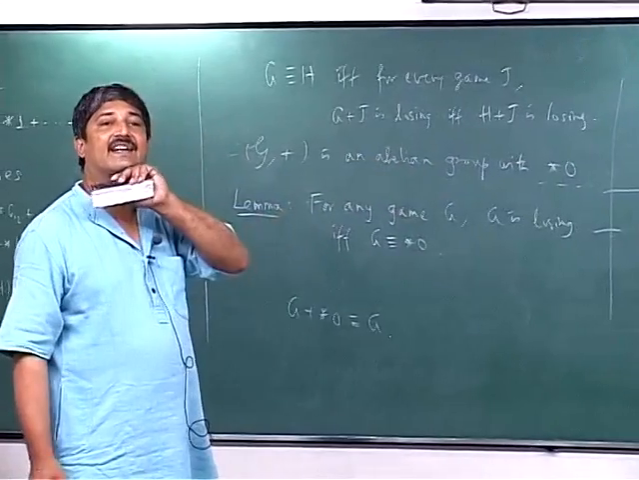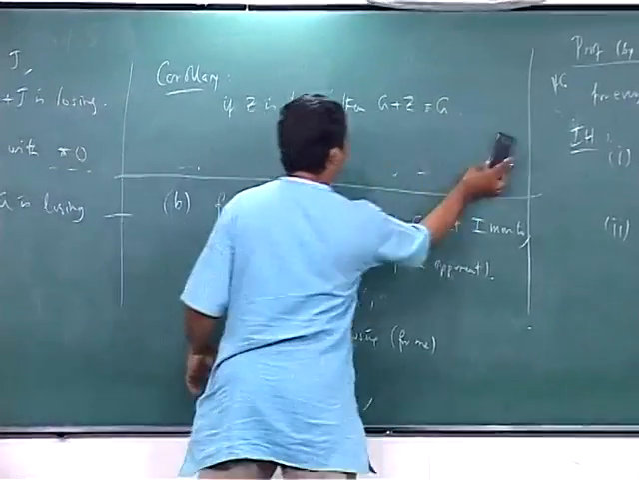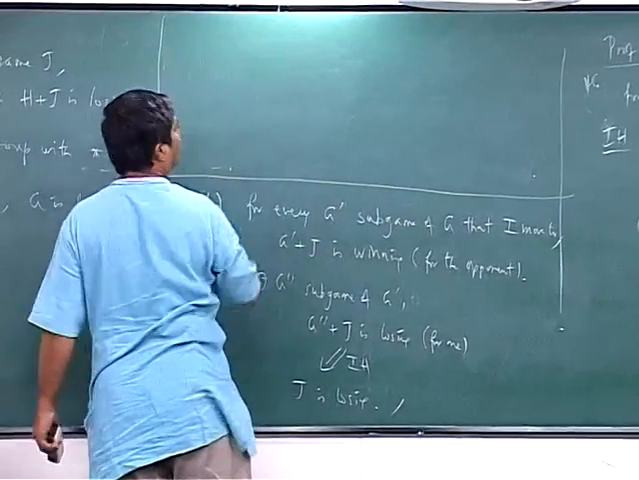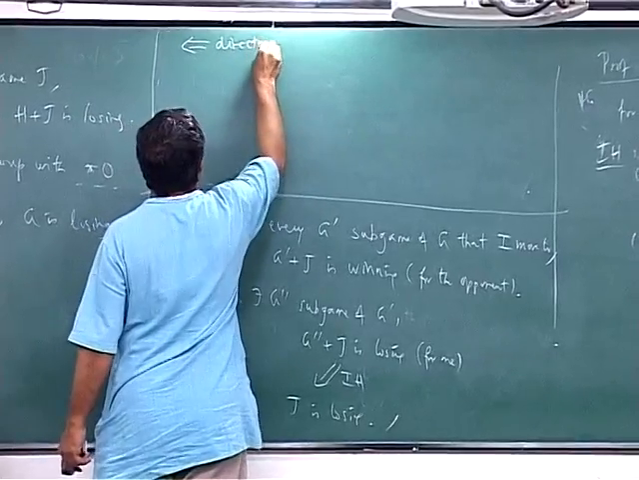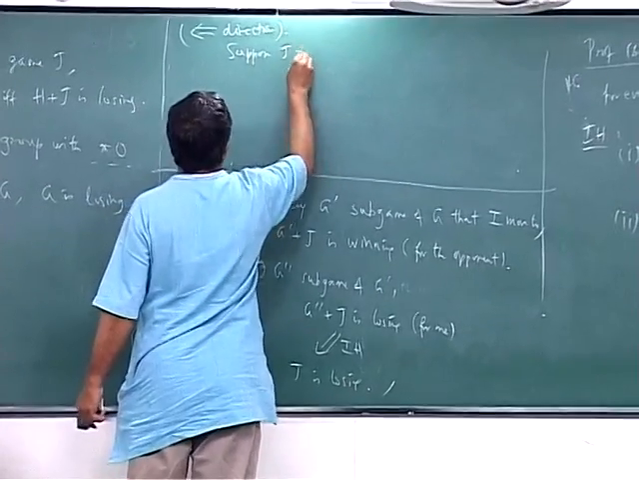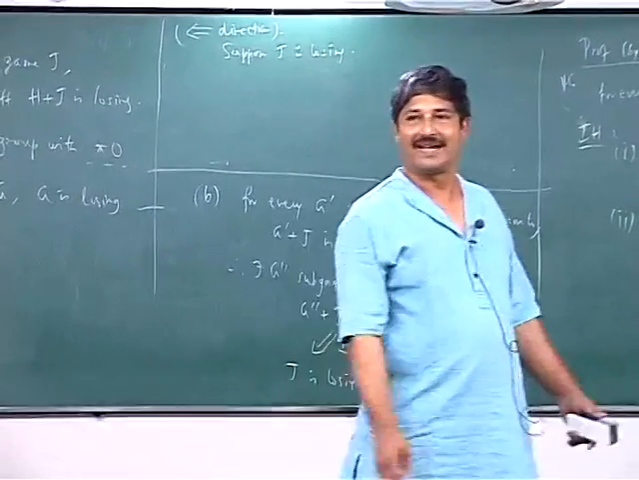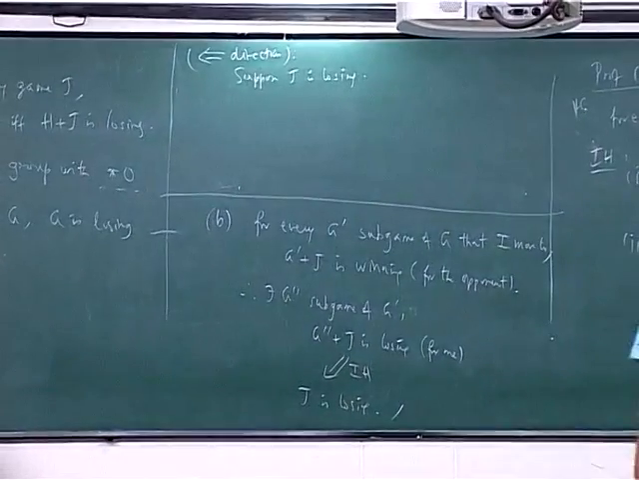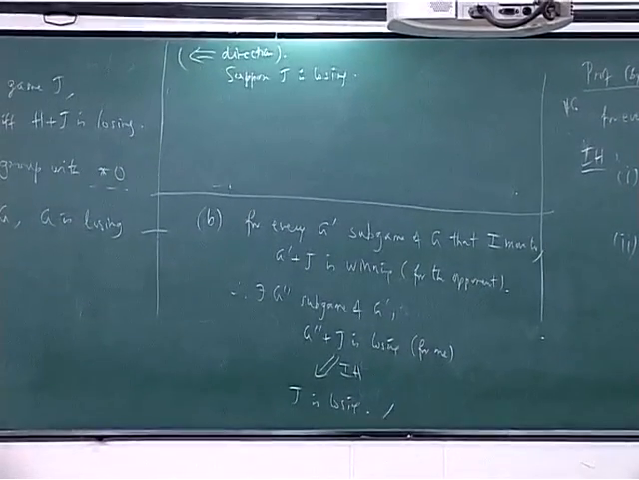There is another direction that's still to be done. In fact, easier to do. Suppose J is losing. I want to show that G plus J must be losing, right? G plus J prime is winning for the opponent.